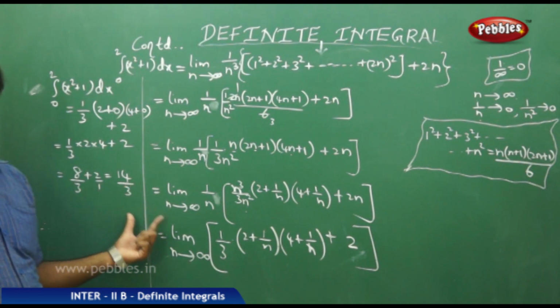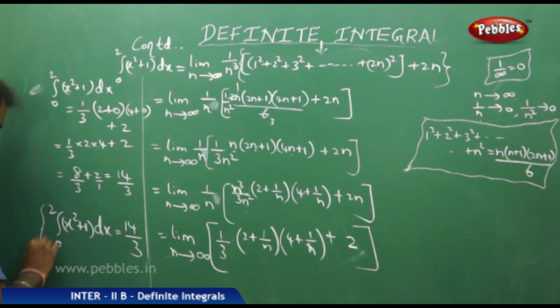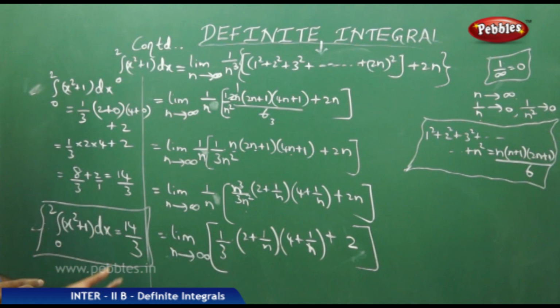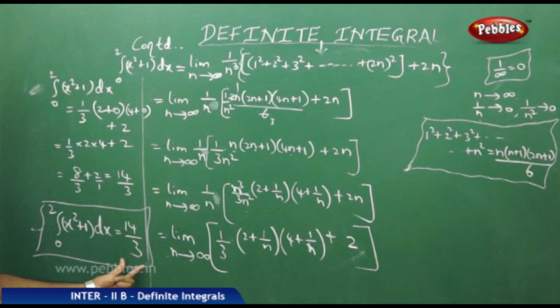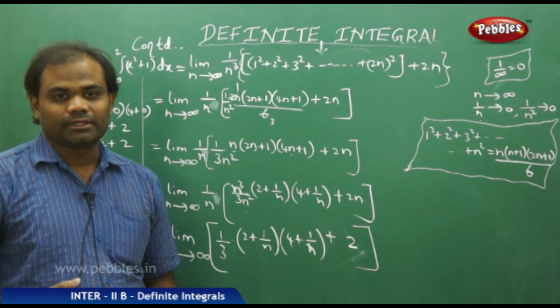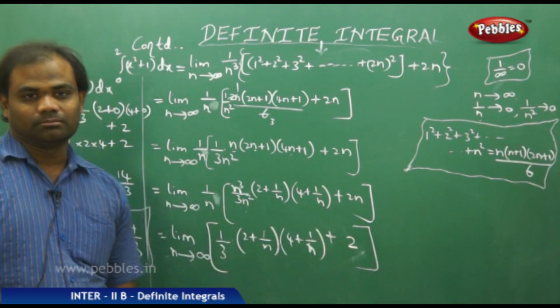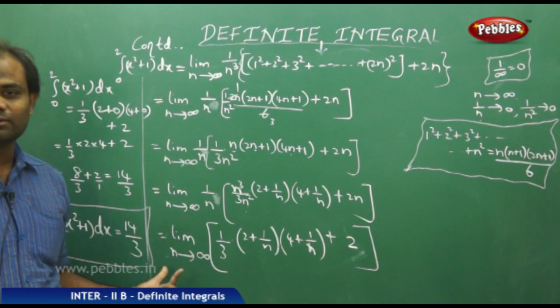which is the answer. That means when I simplify the definite integral 0 to 2 for the function x squared plus 1 dx, I get a constant or a fixed value 14 over 3. Therefore, integral of 0 to 2 x squared plus 1 dx, which is a definite integral, has a definite or constant value 14 by 3, which is obtained using the limit of a sum. Definite integral using the limit of a sum for the function x squared plus 1 dx at the bound 0 to 2 is 14 over 3.